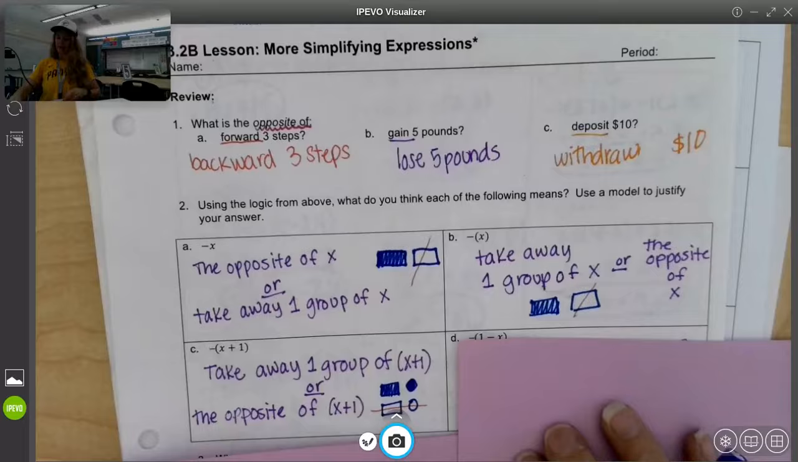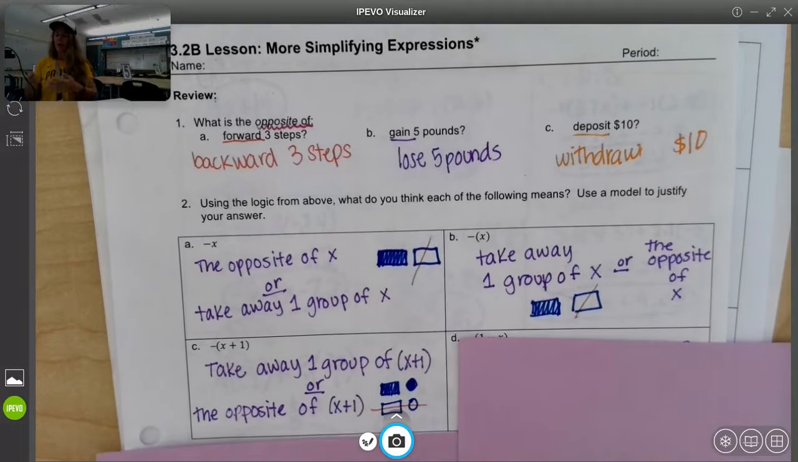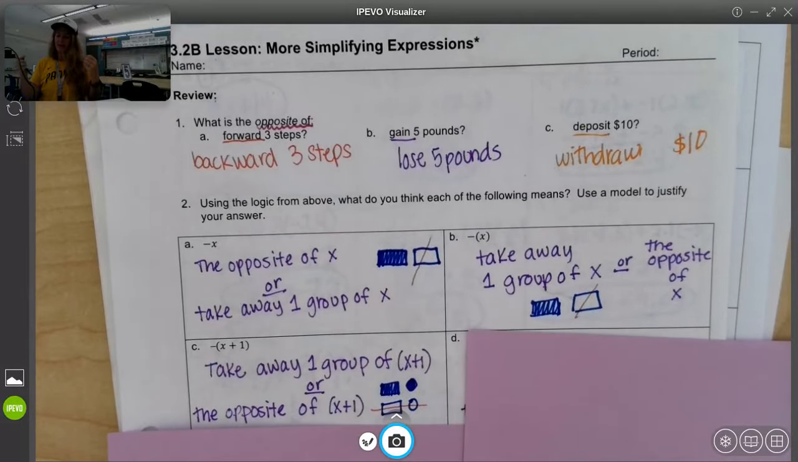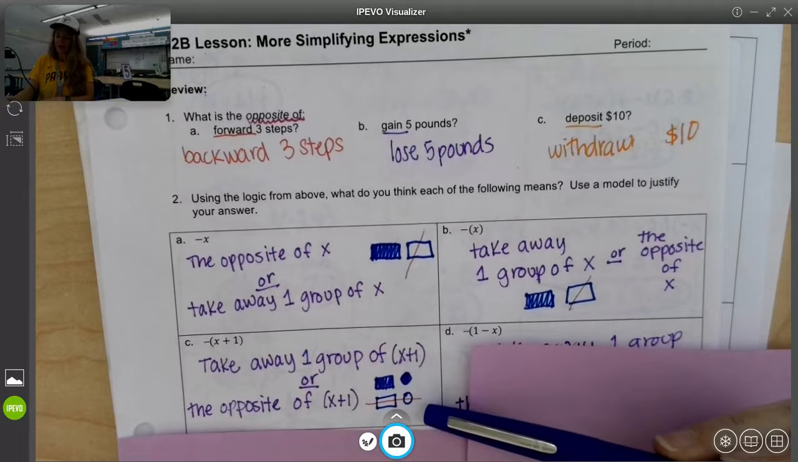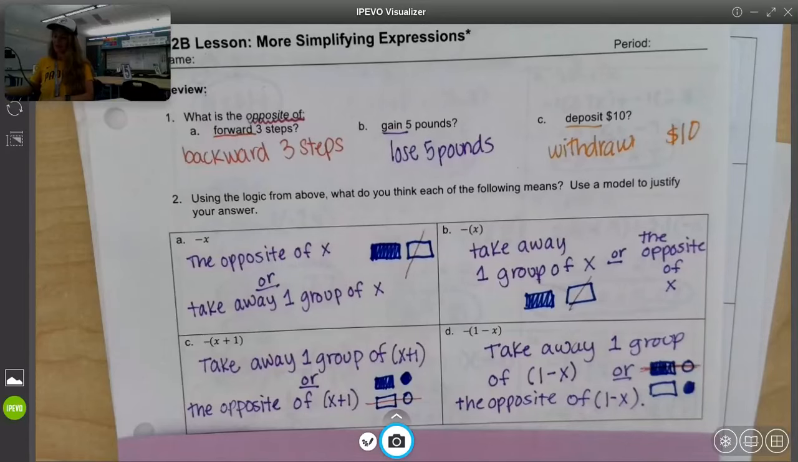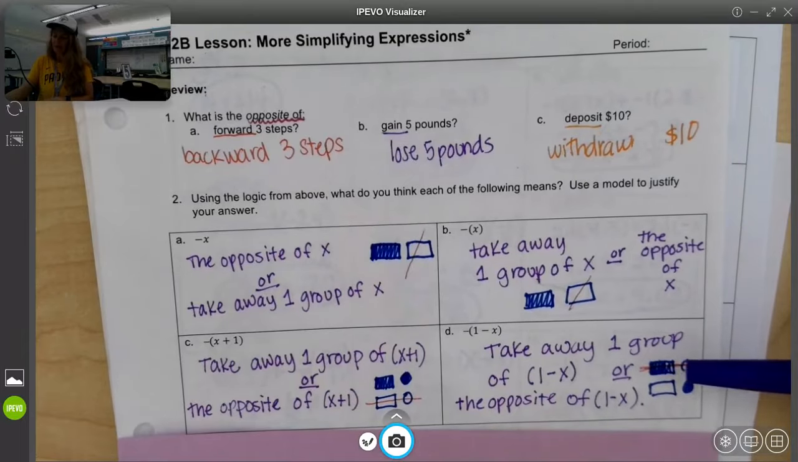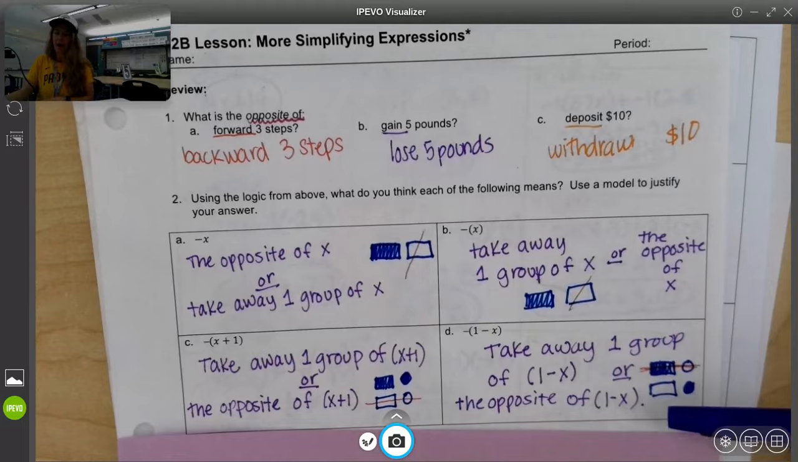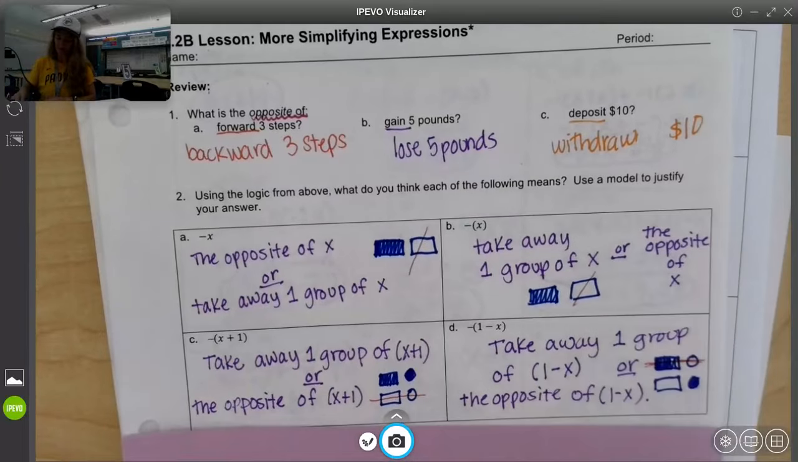Then, this is the cool part, and we looked at this when we were looking at groups, if we're taking away a whole group of x plus 1, or the opposite of x plus 1, we would need 0 pairs. We only take away the positives, we're left with the negatives. Similarly, if we're taking away a group of positive 1 and a negative x, or the opposite of 1 and negative x, so we're taking away a positive 1 and a negative x, we would be left with a positive x and a negative 1. So just a little review for you from before.